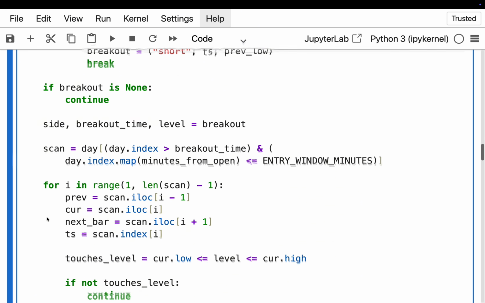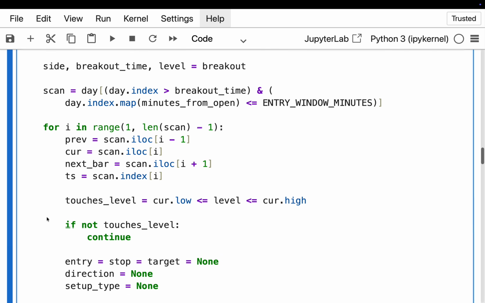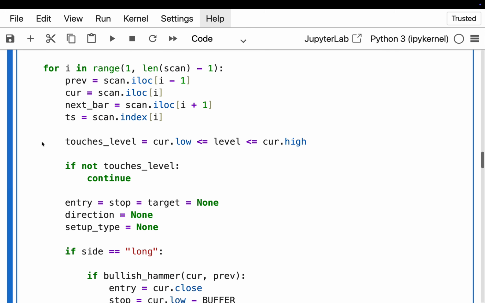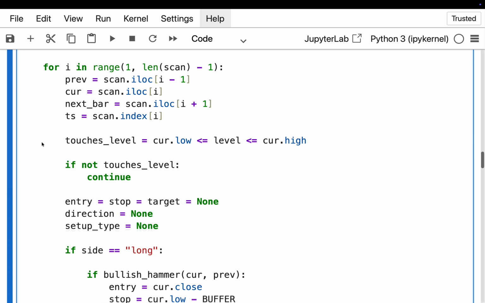Now once we have a confirmed breakout, we drop back to the 5-minute bars to find the entry. We filter to bars that came after the breakout candle and are still within the entry window. Then we walk through them for a retest of the broken level and a reversal pattern. The retest check asks whether the candle's range contains the breakout level. If yes, we look for a pattern.